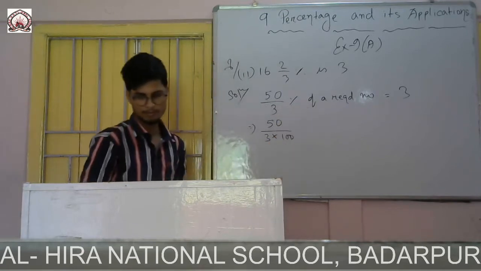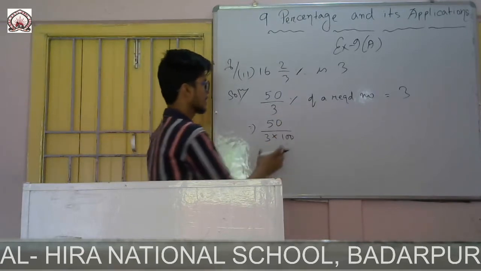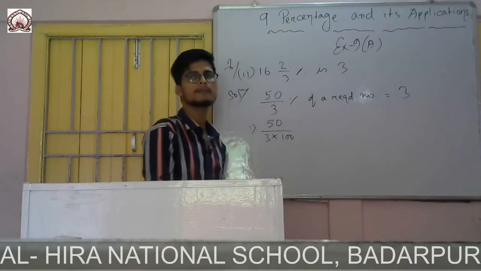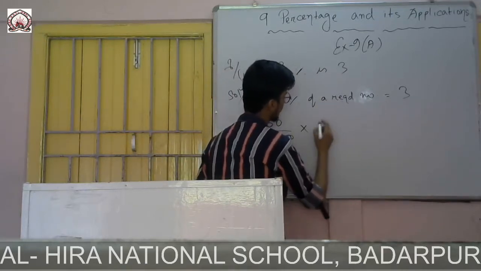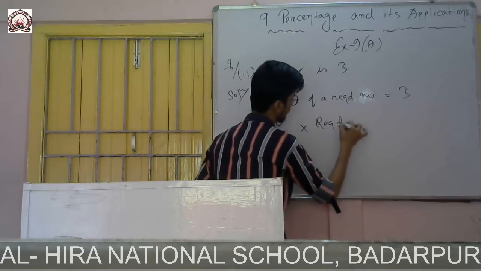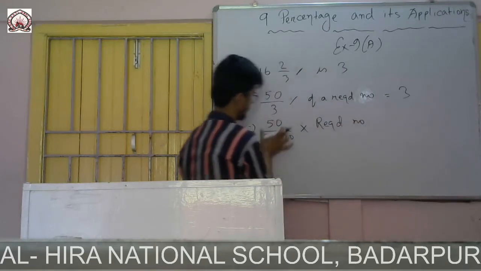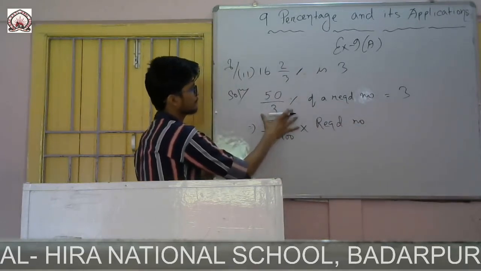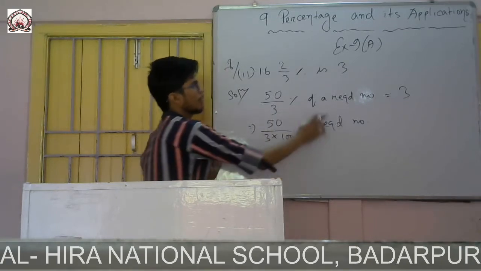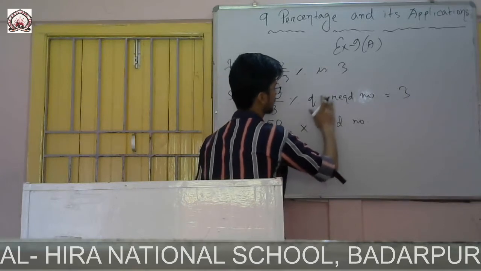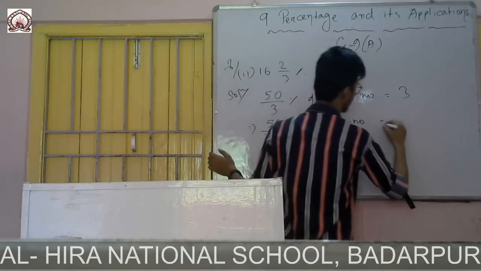And if I want to remove this, if I want to make it a fraction, I simply divide it by 100, and then write the required number. Simply, I converted this percentage into a fraction. That's why I divided by 100. Of means into. Okay, the required number equals 3.